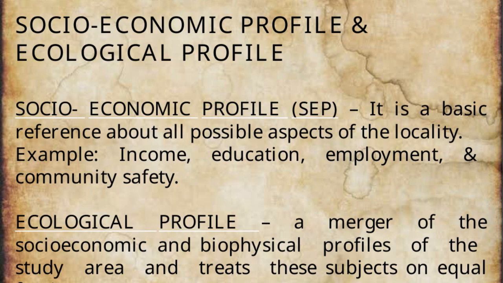Now, the ecological profile takes things a step further by merging the socioeconomic data with biophysical information about the area. It treats these subjects equally, recognizing that social and environmental factors are interconnected and both crucial for a complete understanding of the study area. Together, these profiles provide a holistic view. They help us see how social, economic, and environmental elements interact, which is essential for making informed decisions and planning sustainable interventions. This integrated approach aligns with our overall goal of understanding and improving the locality comprehensively.